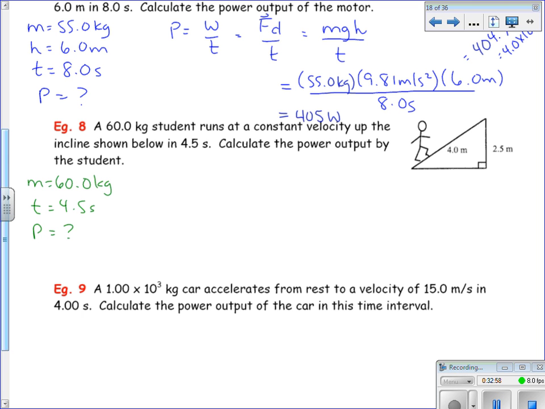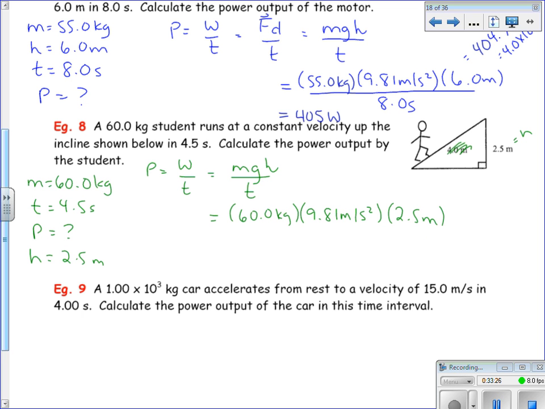So what you need to recognize is this is the height. This distance here doesn't actually matter if we're not doing force times distance. We're doing the change in height, which is what's important here. So we have a height of 2.5 meters. So we're basically using the same process we used in the previous example, mgh over t. So that is 60 kilograms times 9.81 meters per second squared times a height of 2.5 meters, and then that's all divided by the time of 4.5 seconds, which gives a power output of 327 watts, or 3.3 times 10 to the 2 watts.